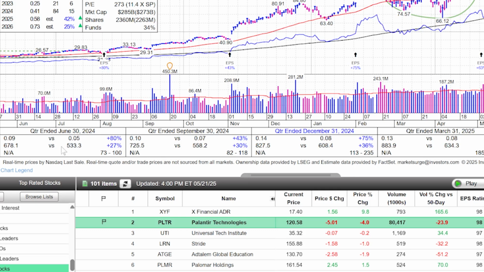Along the bottom of the chart, we can see EPS information for the past 4 quarters. So we're looking at earnings versus expectations, and you can see in blue the amount of EPS growth relative to the same quarter a year ago. So just a really nice look at whether earnings is growing for a company and at what rate.